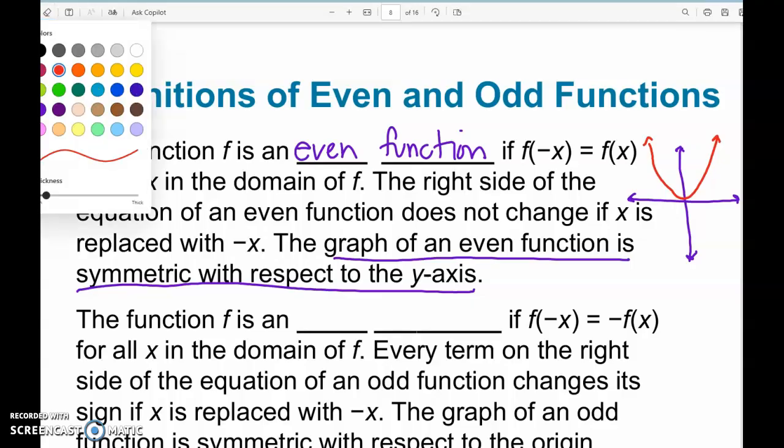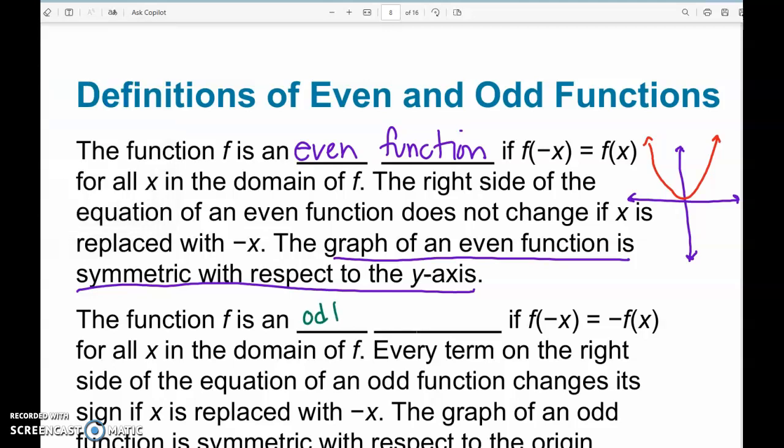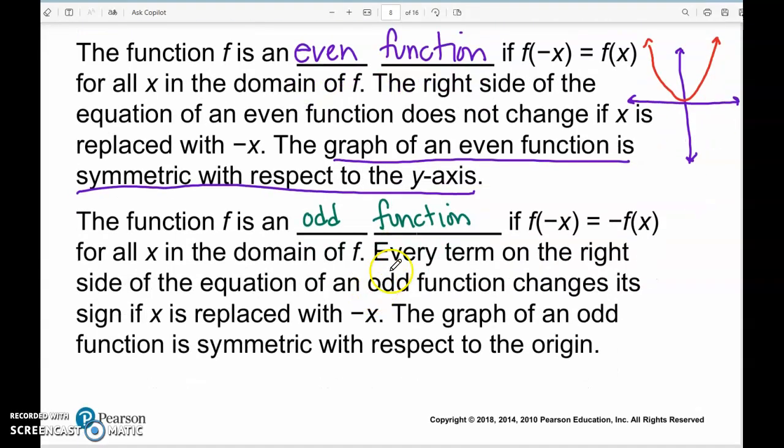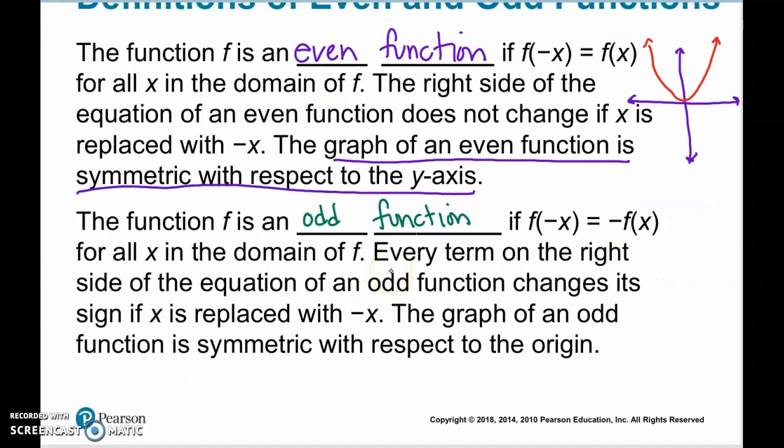Now, the next part here: the function f is an odd function. The way we know it's an odd function is if you put in the opposite of x as your input, you're going to produce the opposite of the outputs for all x in the domain of f. Every term on the right side of the equation is an odd function, changes its sign if x is replaced with negative x. The graph of an odd function has symmetry with respect to the origin.